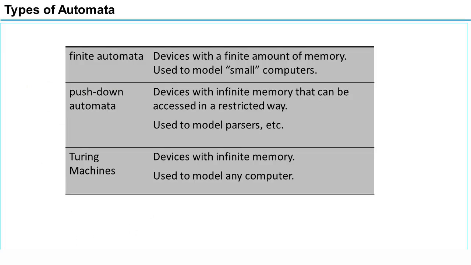Now we go for types of automata. The first is finite automata, devices with a finite amount of memory, used to model small computers. Pushdown automata are devices with infinite memory that can be accessed in a restricted way, used to model parsers, etc. Turing machines are devices with infinite memory used to model any computer.